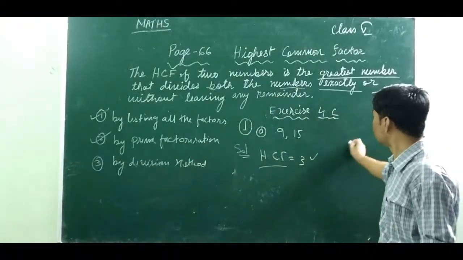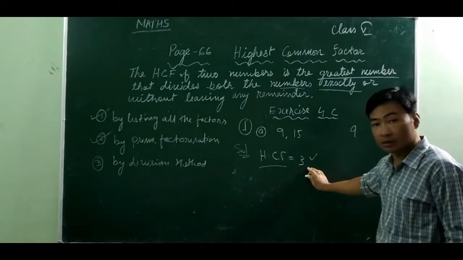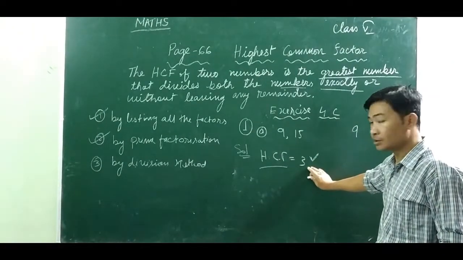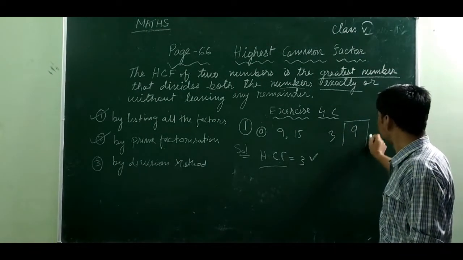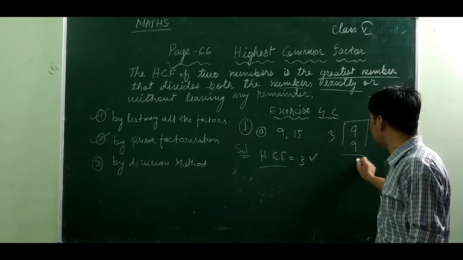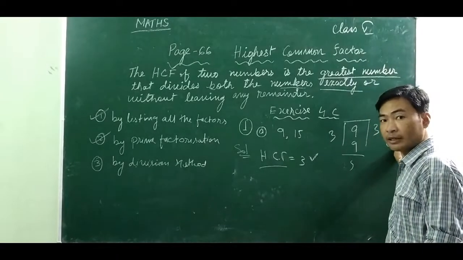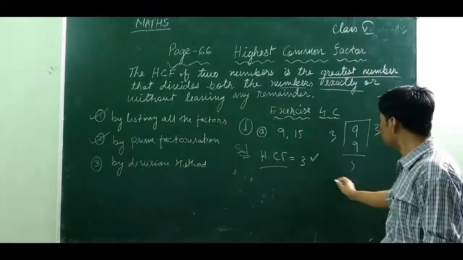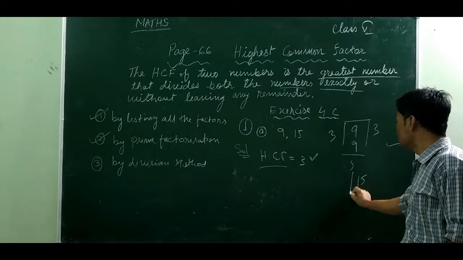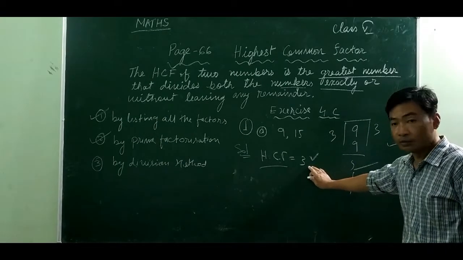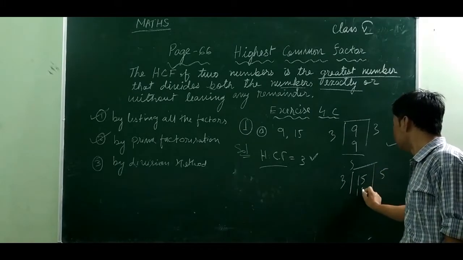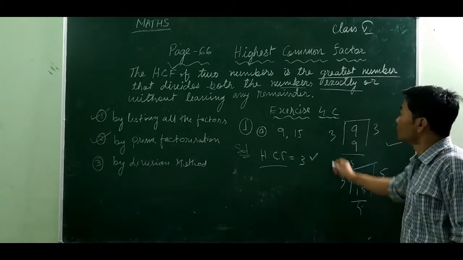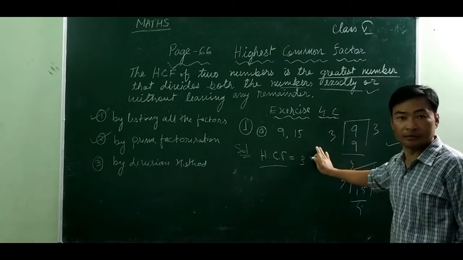Let's see now. We have 9 and we have the factor here, which is the prime number 3. Let's divide it and see. 3 times 3 is 9, no remainder. Justified. Same thing, 15. Let's divide it by the HCF, the number which we have got, 3. 3 times 5 is 15, no remainder. So the definition is justified.